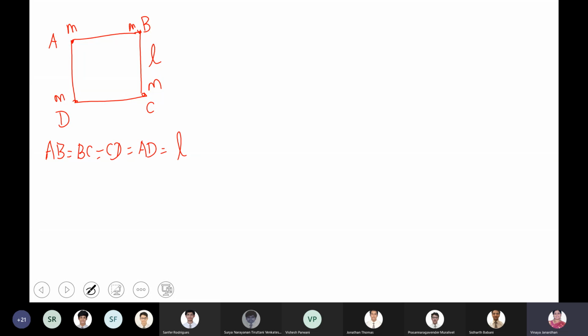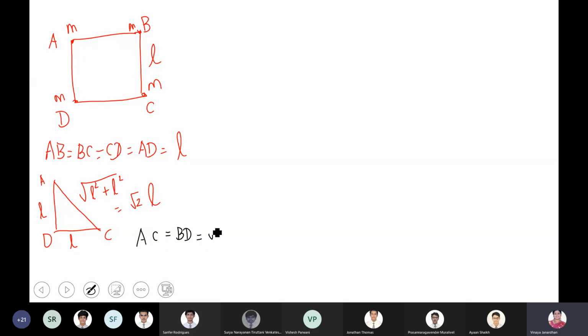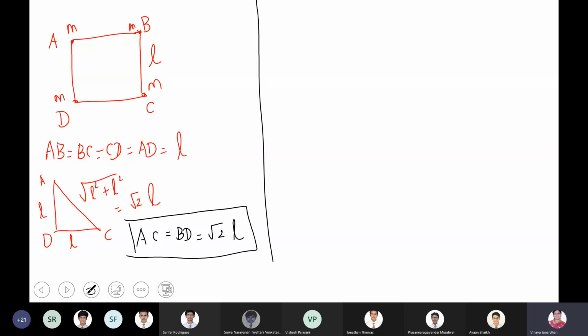But let us go for the diagonal. If I go for the diagonal, it is AC as well as BD. This length is L, this is L. So this will be L squared plus L squared. So that becomes root 2 L, which means the diagonal AC must be equal to BD, which is equal to root 2 L. First, let us complete this, then we'll go for the work done. Complete this, boys. Have a rough diagram.